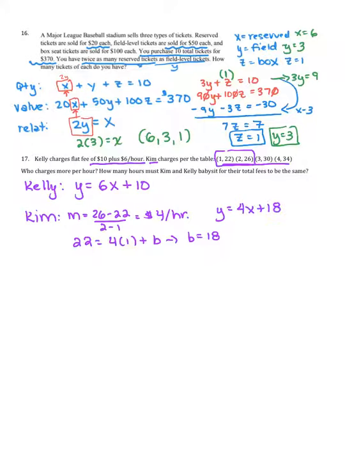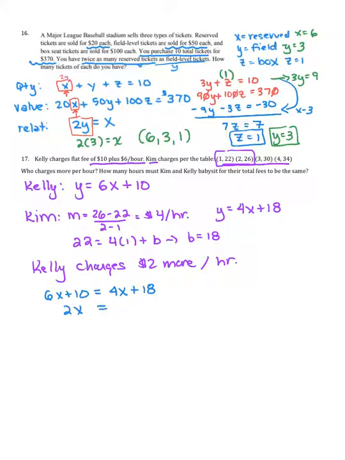So who charges more per hour? So Kelly charges $2 more per hour, since she charges $6. And how many hours would they both have to babysit for the cost to be the same? That means we're setting these two equations equal to each other and solve for x, which represents the hours. So subtract 4x from both sides, subtract 10 from both sides. So after 4 hours, the costs would be the same.